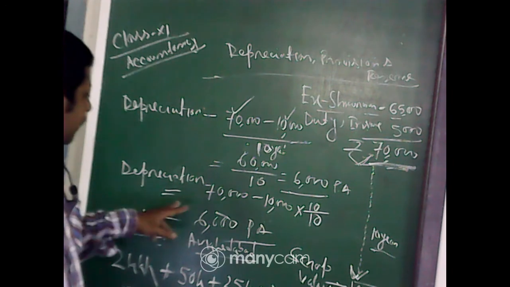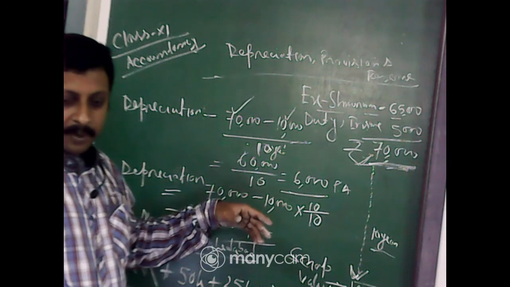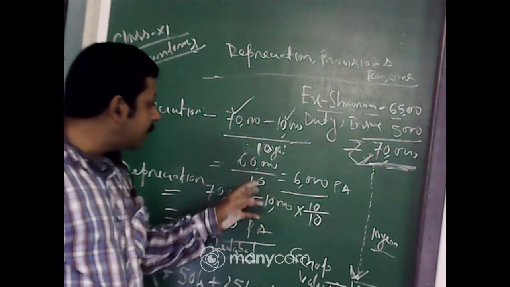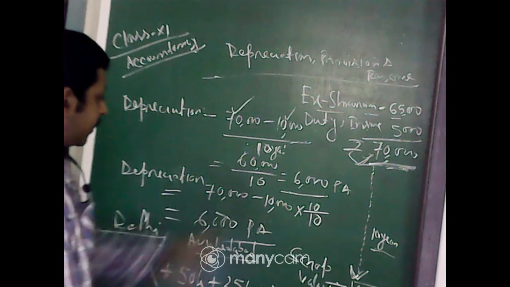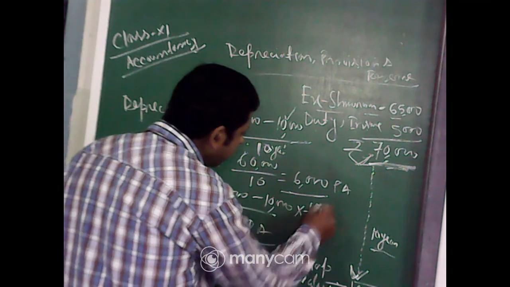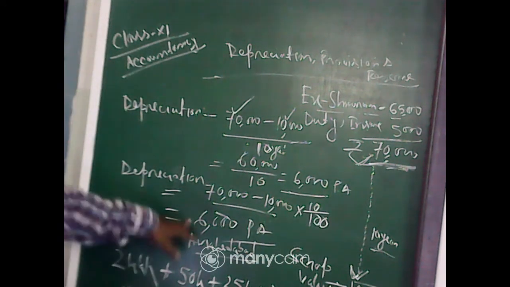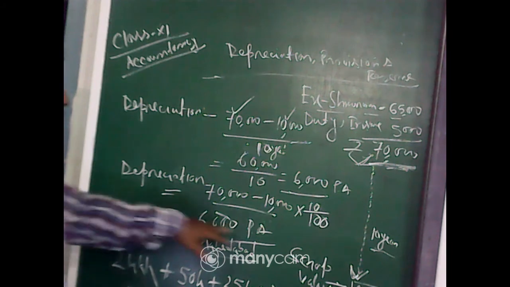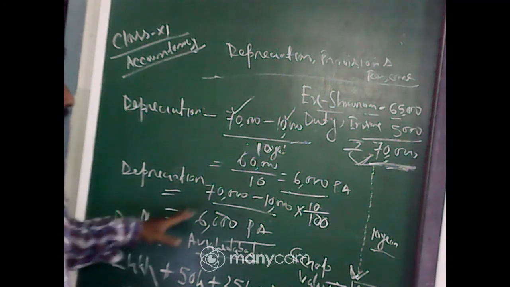Now depreciation, you can find another way. Suppose sometimes they do not give you the normal life, they give you the percentage. So in that case you take the total cost into whatever percentage they have given, and the same amount comes, that is 6,000 per annum, and this amount is fixed. That's why this method is called the straight line method.